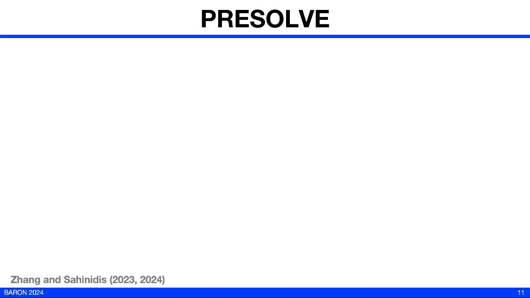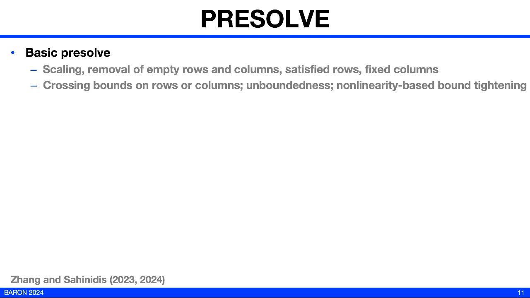And then Baron starts by pre-solving the problem. So in Baron, we classify the pre-solve methods into 3 categories. The first category is called basic pre-solve, which mainly utilizes the original constraints and original bounds on variables, and we only identify the direct redundancies from the original model. For example, empty rows, empty columns, or fixed variables.